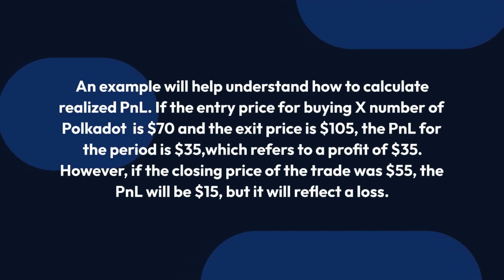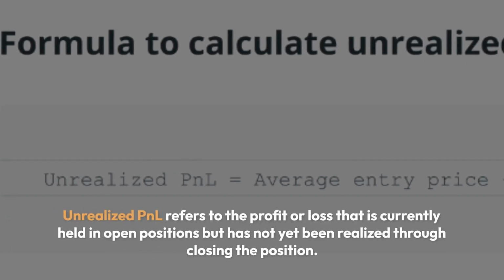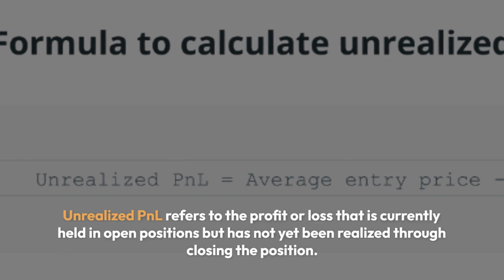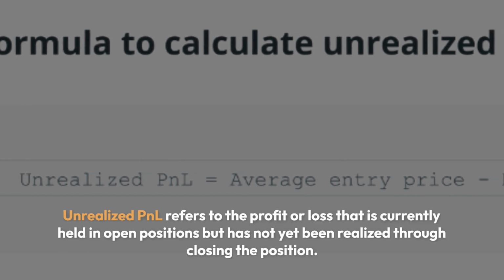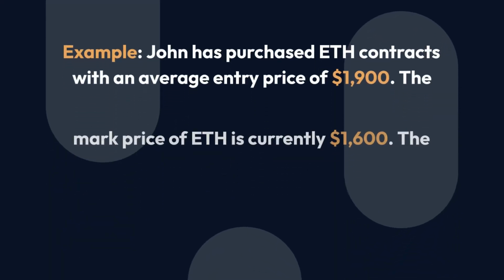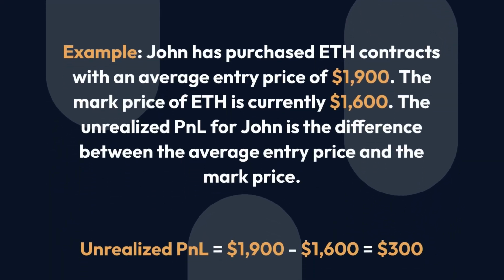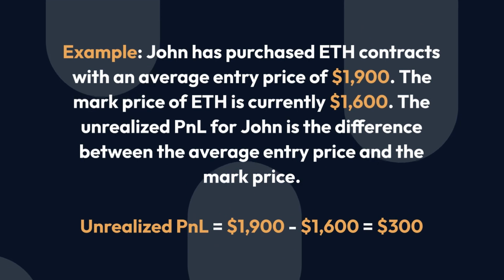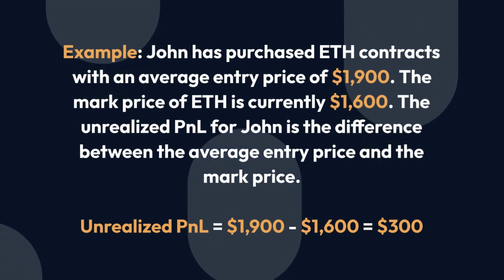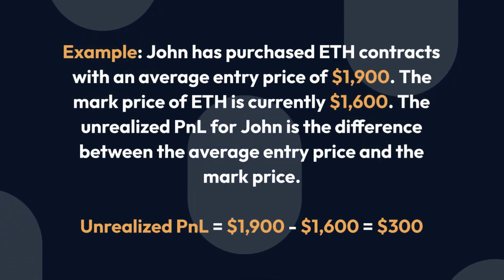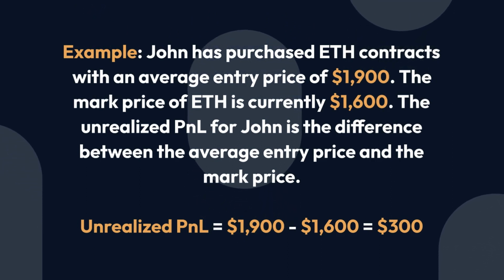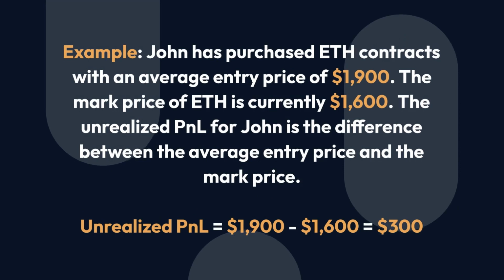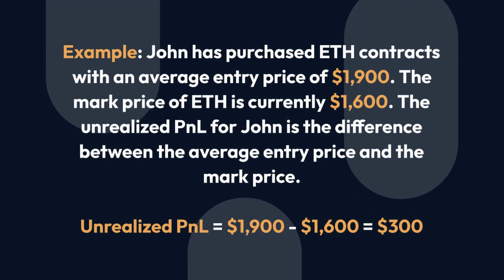Unrealized PnL refers to the profit or loss that is currently held in open positions, but has not yet been realized through closing the position. Example: John has purchased ETH contracts with an average entry price of $1,900. The mark price of ETH is currently $1,600. The unrealized PnL for John is the difference between the average entry price and the mark price.